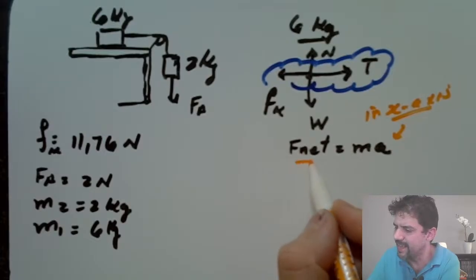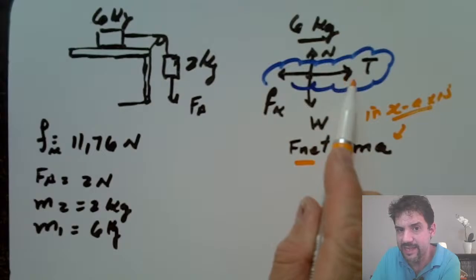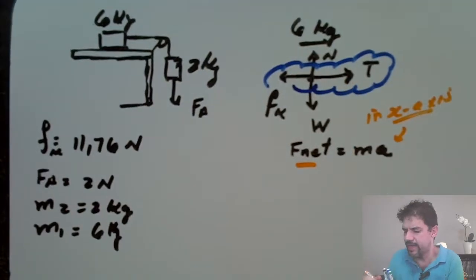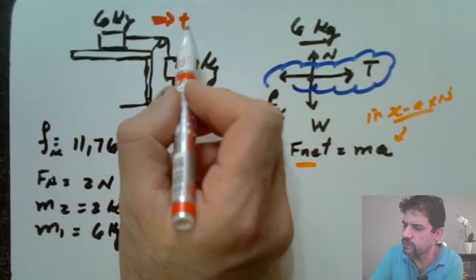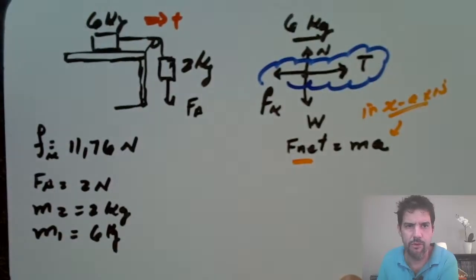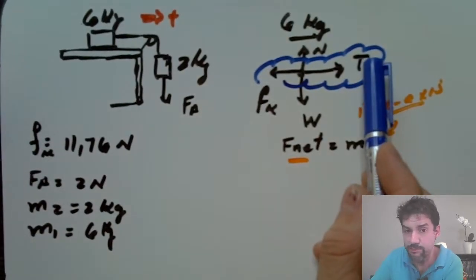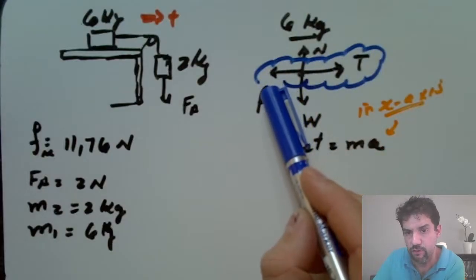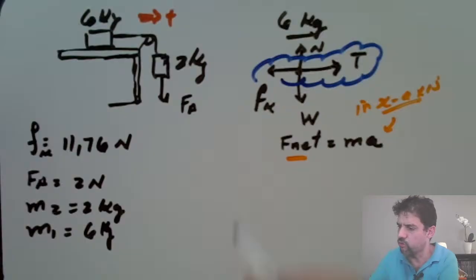Net force in the x means what forces are acting on this object in the x. Note also that the direction of motion is going to be taken as positive all the time. So to the right is going to be positive for this specific block. If we go to the x, we have the tension is positive and the frictional force is negative because it's pointing in the opposite direction. So we have the tension.